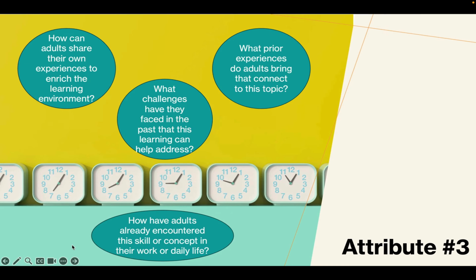Attribute 3 highlights the role of experience in adult learning. The questions prompt learners to reflect on prior knowledge, challenges, and real life encounters related to the content. I chose a background filled with clocks to represent the passage of time and the experiences the adults bring with them.